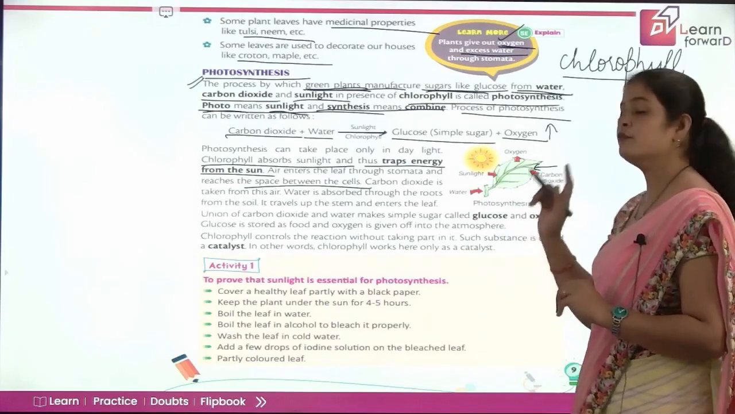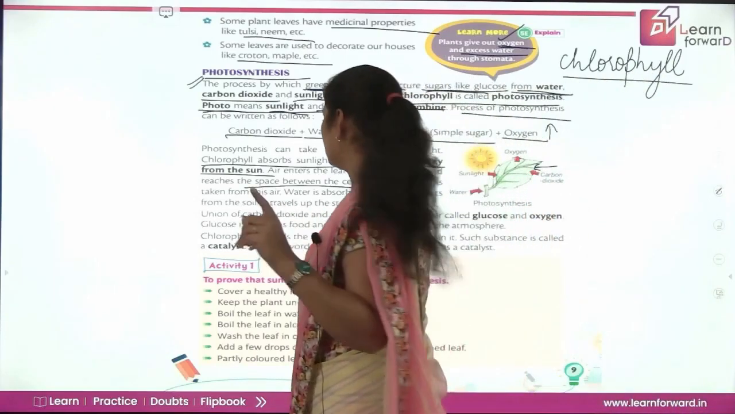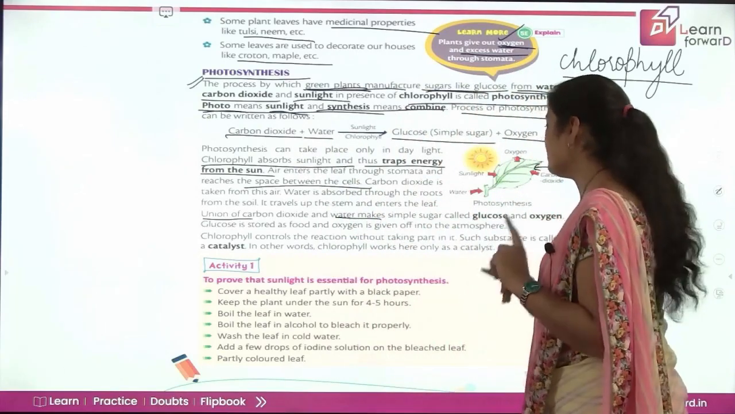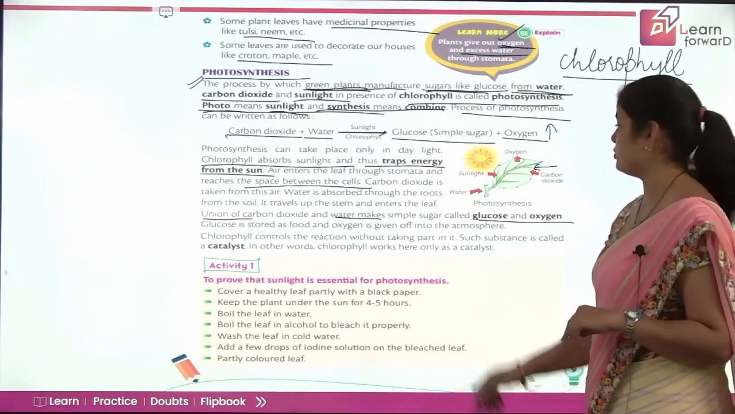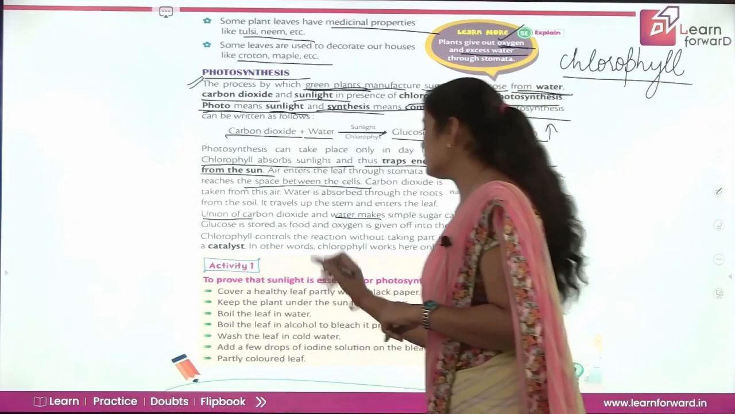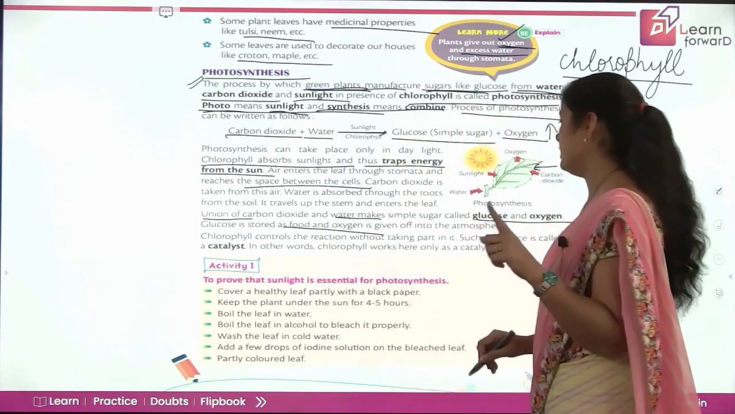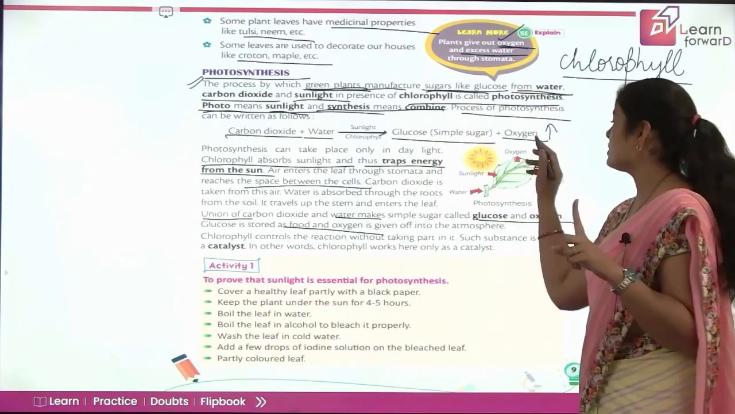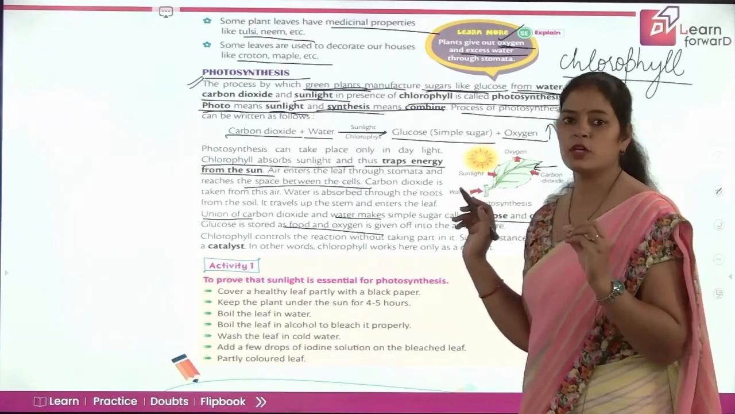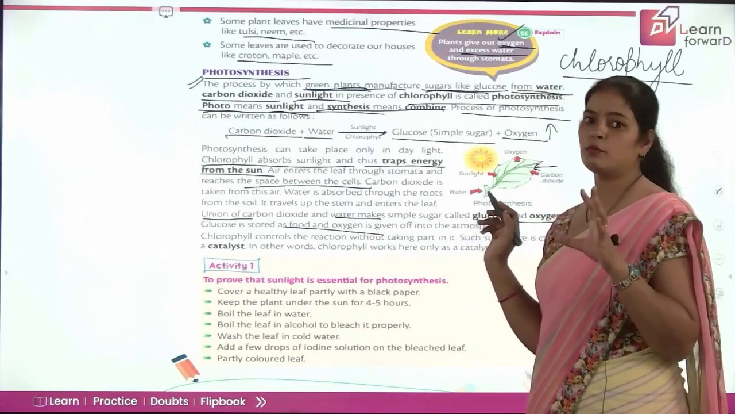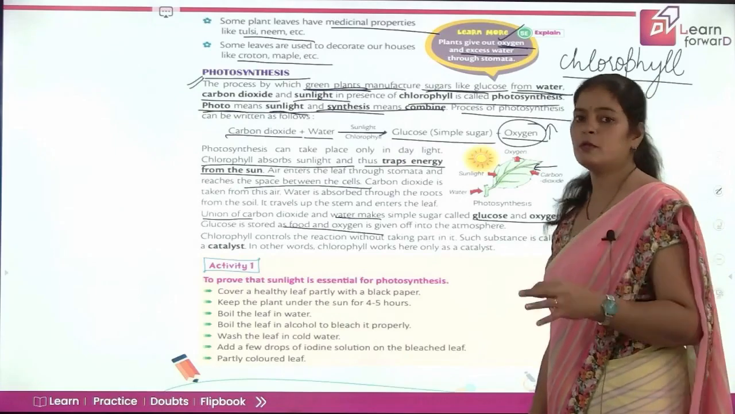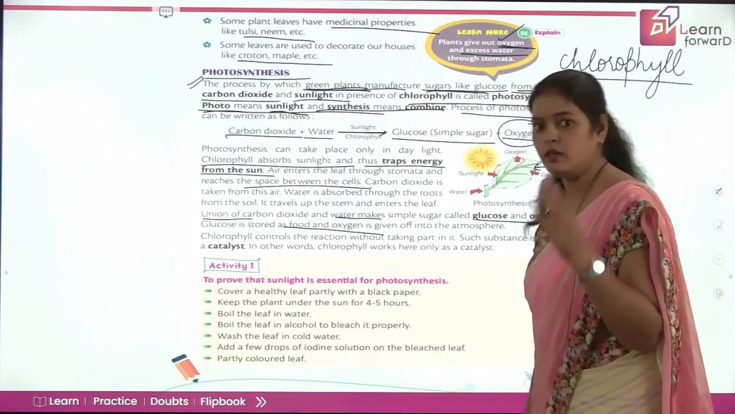Union means fusion, combination, of carbon dioxide and water. Carbon dioxide and water make a simple sugar called glucose, and oxygen is produced. So here glucose is produced and oxygen is produced. Glucose is stored as food and oxygen is given off into the atmosphere. Same thing, oxygen is given off because plants do not require oxygen. It is a waste product for plants, but it is a very useful product for human beings. So we require this oxygen. The plant, after preparing oxygen, just gives it off to the atmosphere.